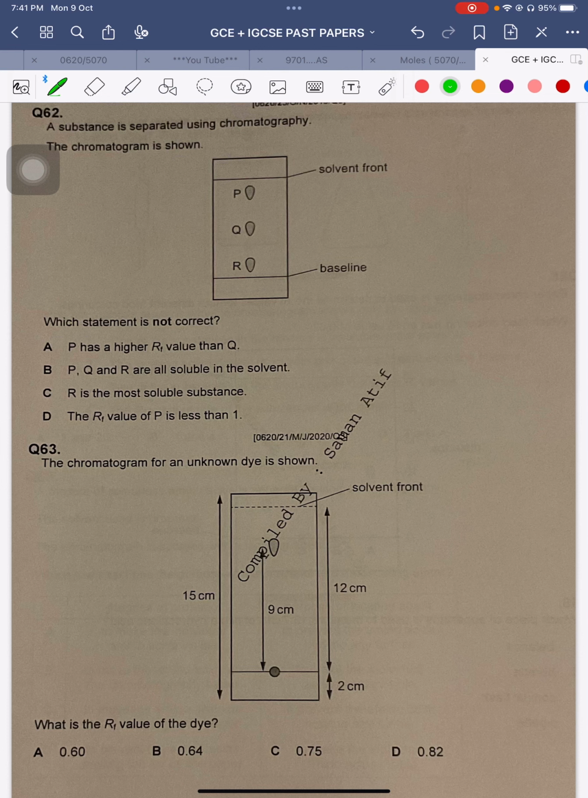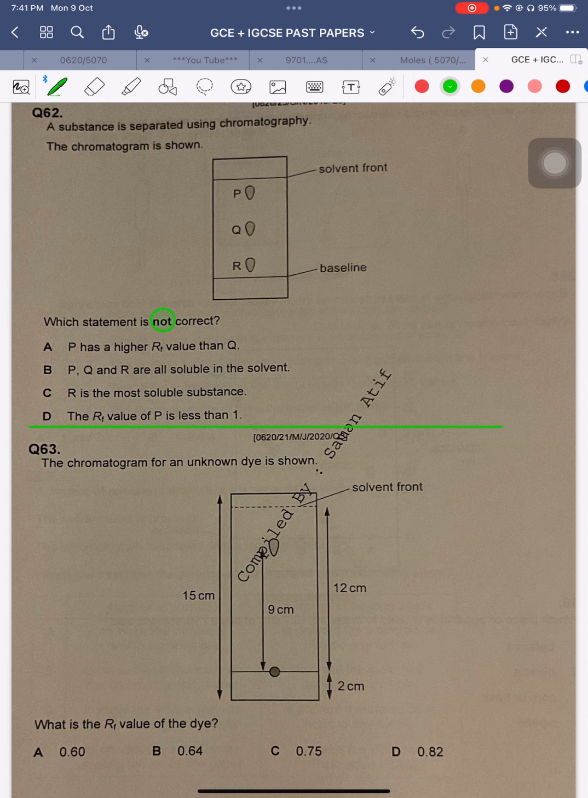A substance is separated using paper chromatography. The chromatogram is shown over there. All right, so you can see that this is a chromatogram. Which statement is not correct? Be careful, the examiner is mentioning "not". Sometimes students select the opposite option.